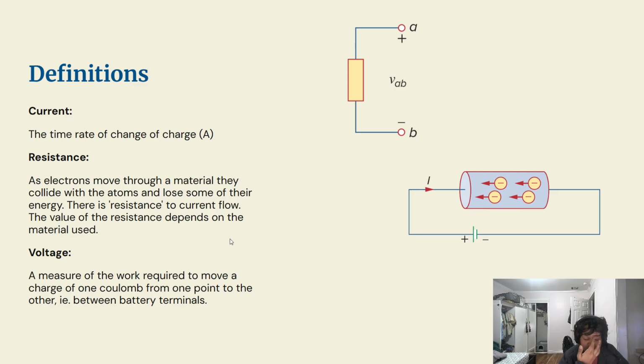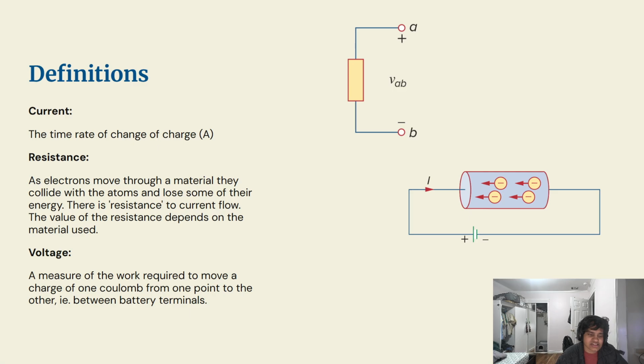So first let's go over what current is. Current is what is called the time rate of change of charge. Essentially this is measured in coulombs per second, so how much charge is flowing through the circuit at any given time. 1 coulomb per second is equivalent to 1 ampere, and current is measured in amperes.